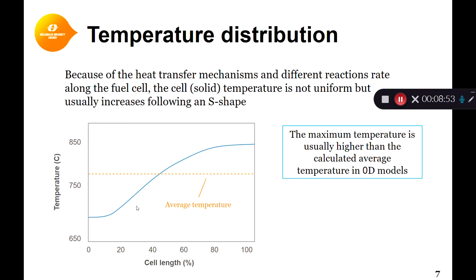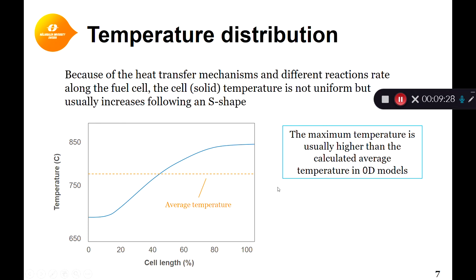At the very end of the cell, reactions are now much slower because there is not much fuel left. The temperature of the air is higher, but because of the low reaction rate, the solid temperature increase is also slower. This is important to analyze when we want to analyze, for example, the thermal stress in the cell and the lifetime of the cell, because the maximum temperature may be much higher than the average temperature.